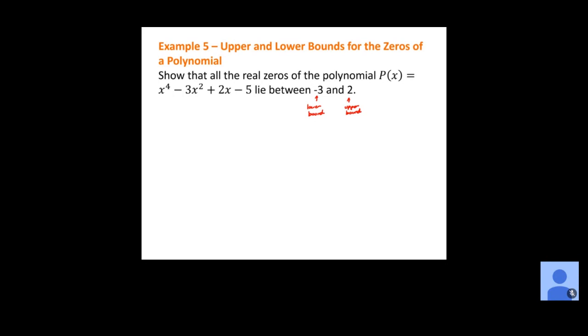All right, which one do you want to show first? -3 or +2? All right, let's go with the -3. So I'm going to put -3 in here, and we're going to do our synthetic division. We have x to the 4th minus 3x squared plus 2x minus 5. I'm missing the x cubed term, so don't forget we have to put a 0 there. It's going to be 1, 0, -3, 2, -5.